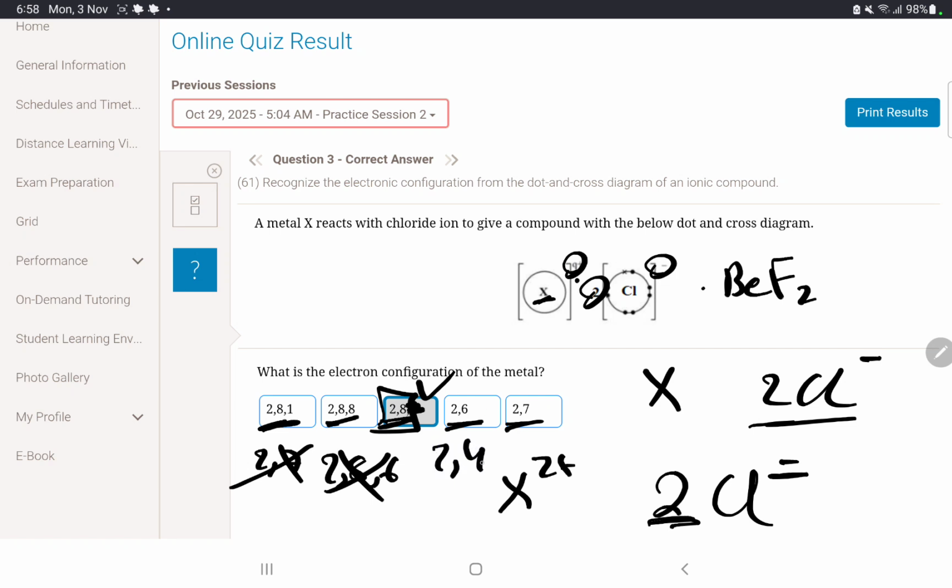2, 6 will become 2, 4, that's wrong. 2, 7 will become 2, 5, that's wrong. Why are we removing 2? Because it's 2 plus. 2 plus means it lost 2. That's why we're removing 2 to see which one is correct. We have to remove 2 and end up with a full valence shell.